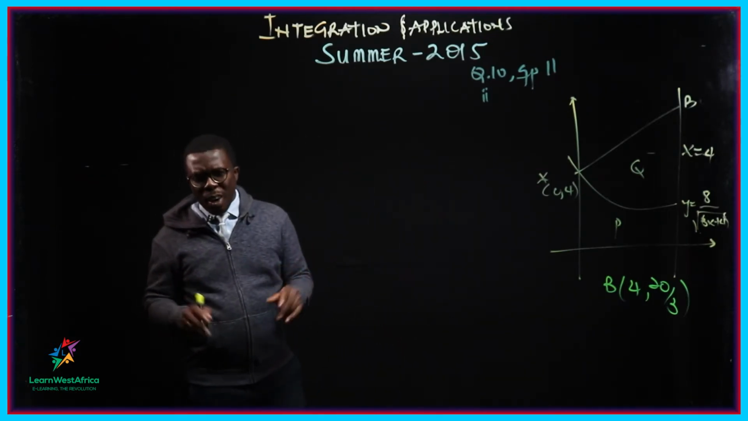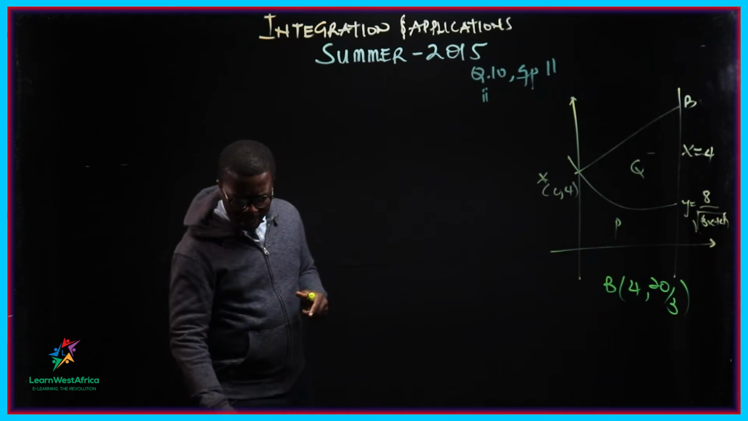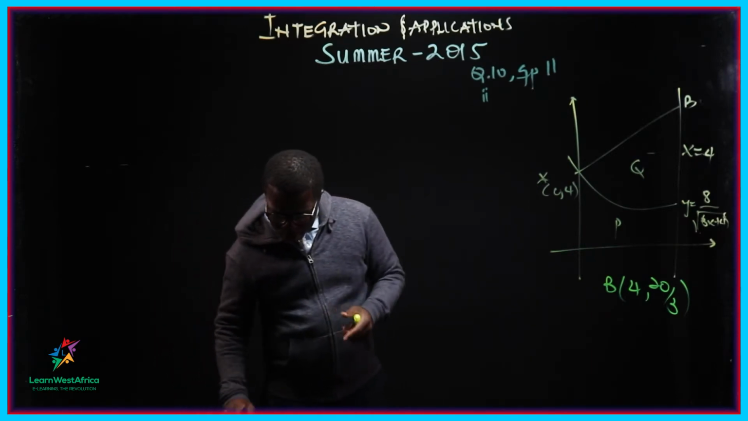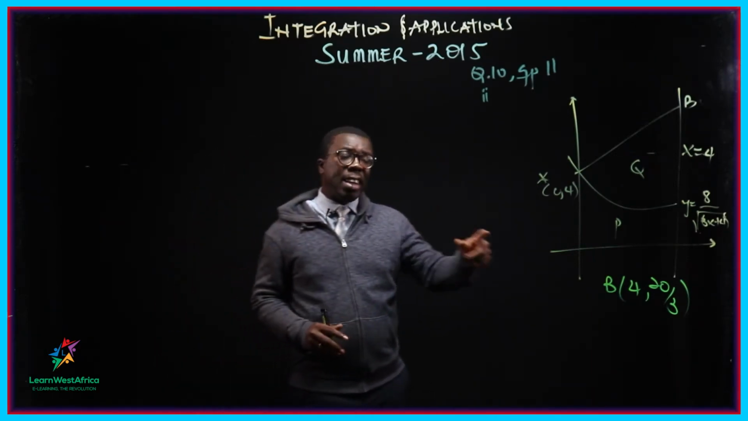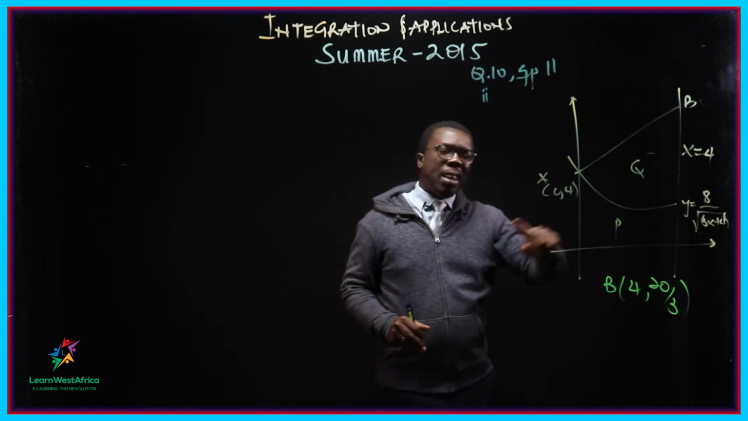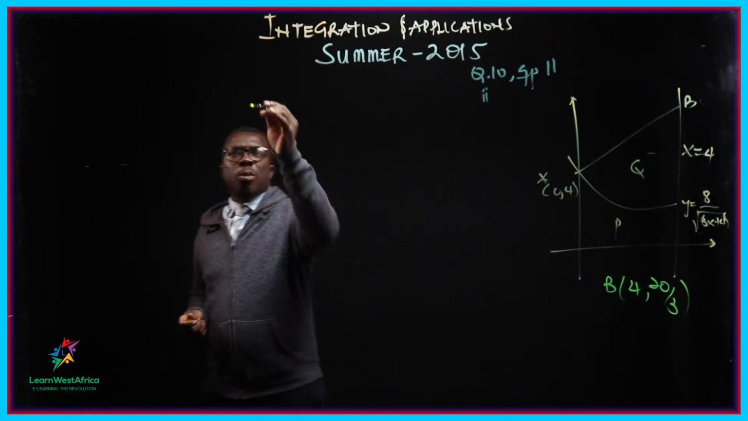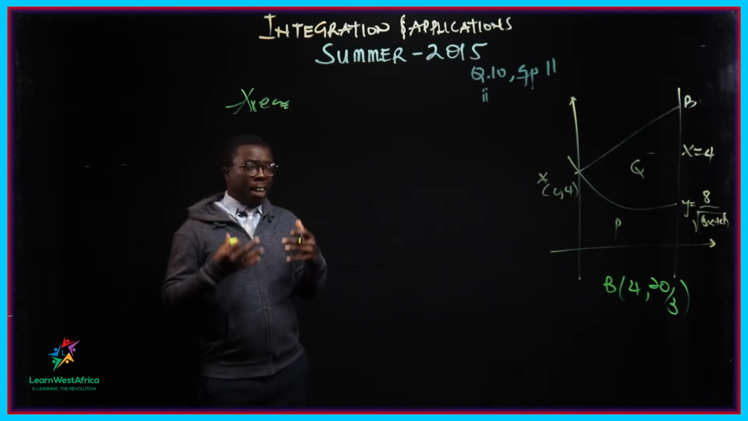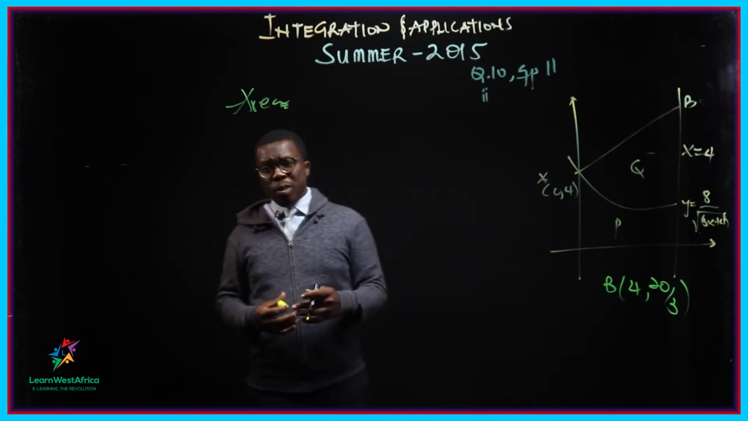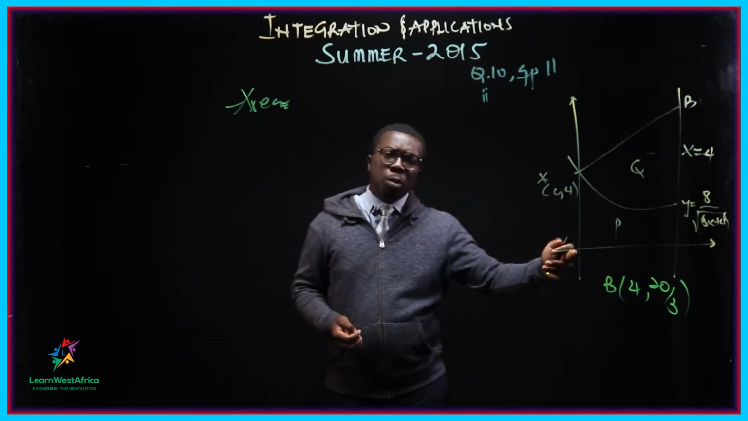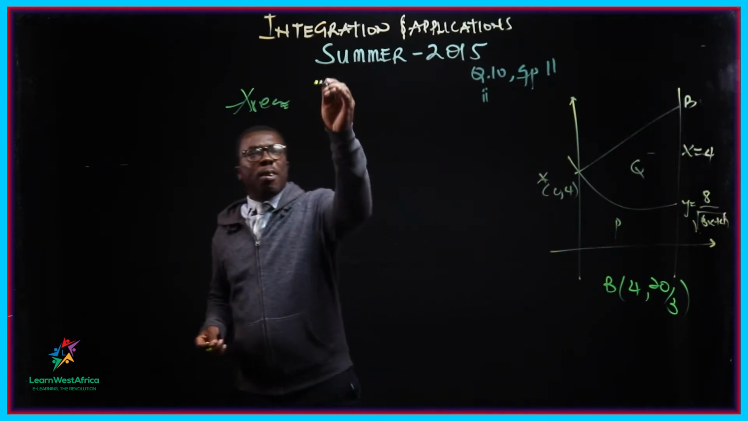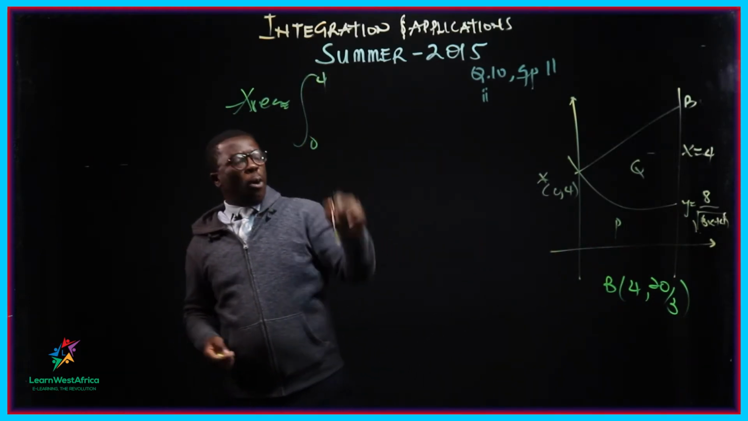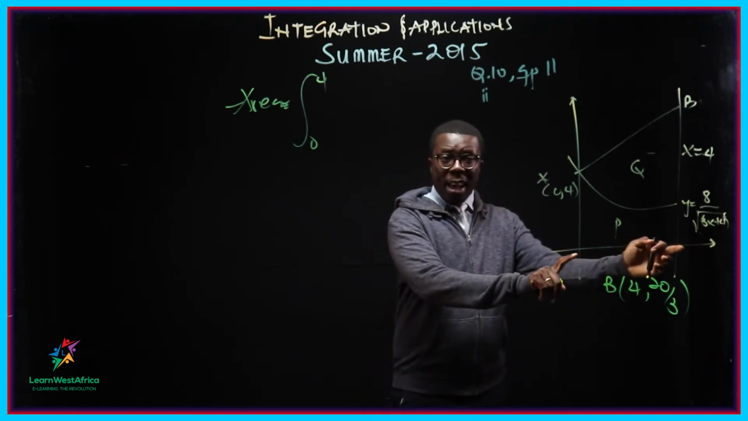Hope you understand that. All right, so proceeding from that footing, let's go ahead and see how we can establish that. So we want to find the area under the curve that is bounded by the x-axis here. So we know from our basic integration that if you want to find the area under the curve bounded by the x-axis, we have to integrate along the x-axis.